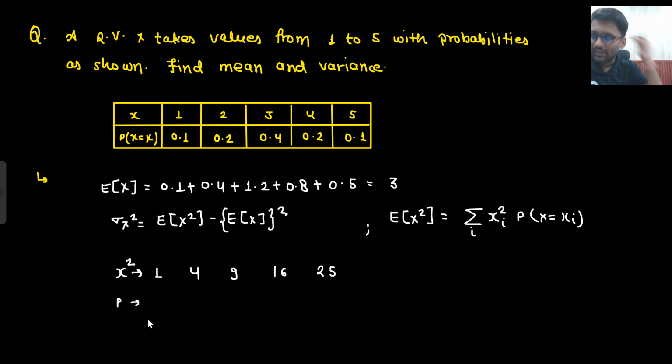That would be the same only, no? Basically if x is taking value 1, then x square will take the value 1. So what is the probability of x square taking value 1? That is equivalent to the probability of x taking value 1. That would be 0.5. Are you able to understand this point?